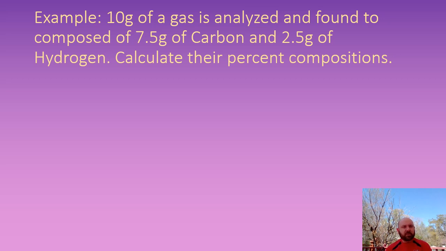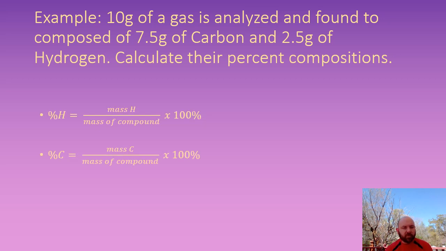Our first example reads, 10 grams of an unknown gas is analyzed and found to be composed of 7.5 grams of carbon and 2.5 grams of hydrogen. Calculate the percent compositions of carbon and hydrogen. We start step 1 by setting up the formulas like we saw on the previous slide. The percent of hydrogen will be equal to the mass of hydrogen divided by the total mass of the compound times 100%. And the percent of carbon will be determined by taking the mass of carbon, dividing by the total mass of the compound, and multiplying that by 100%.